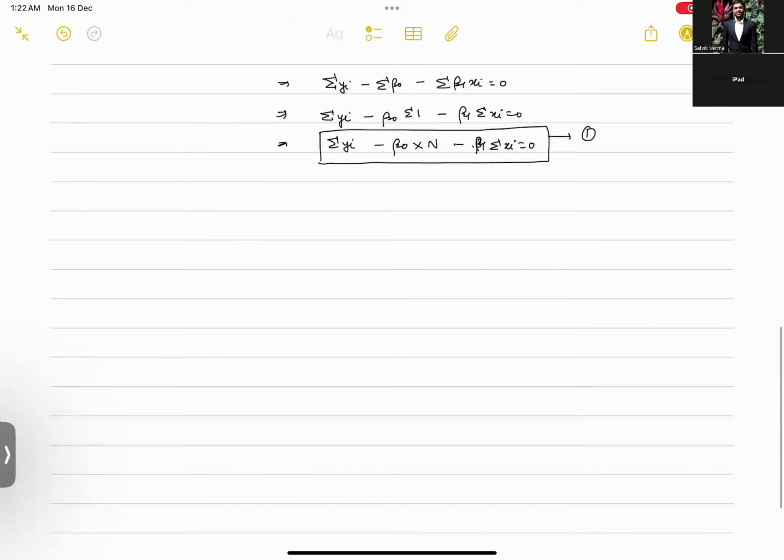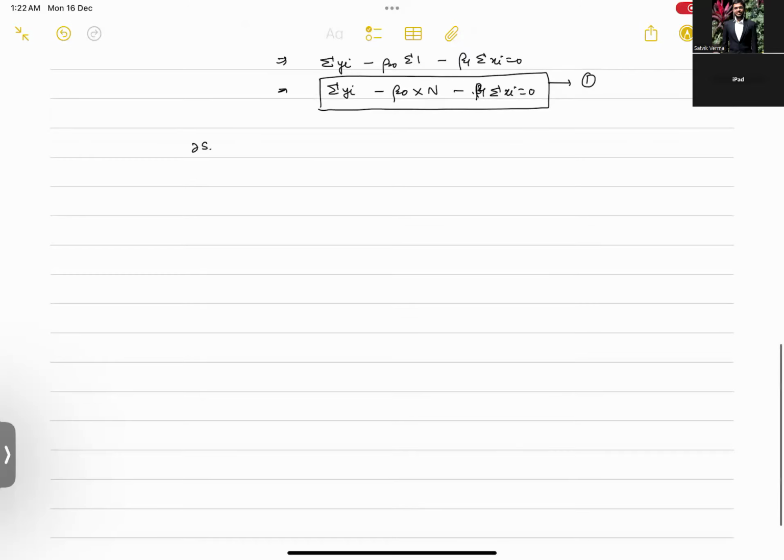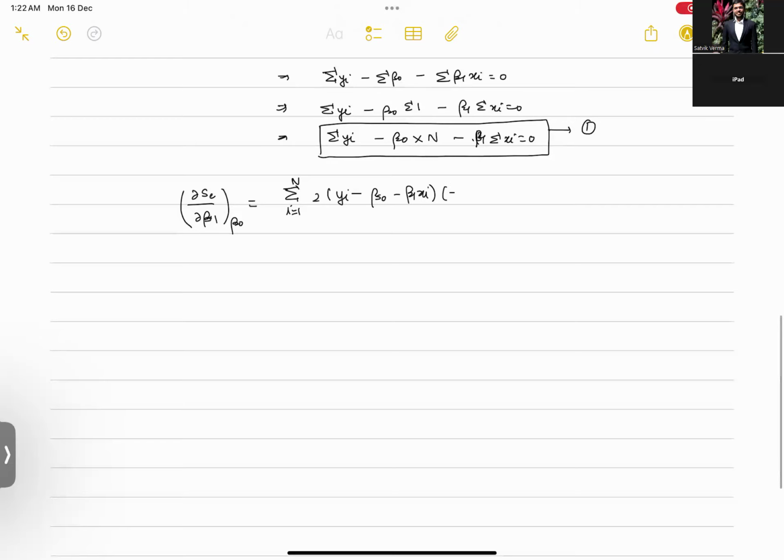All right. Similarly, we have the partial derivative of the function SE with respect to beta 1, right? Keeping beta naught constant. So once again, this becomes 2 times yi minus beta naught minus beta 1 xi. And this time we have to take the derivative of the inner function with respect to beta 1. That is going to be minus xi. And that is equal to 0.